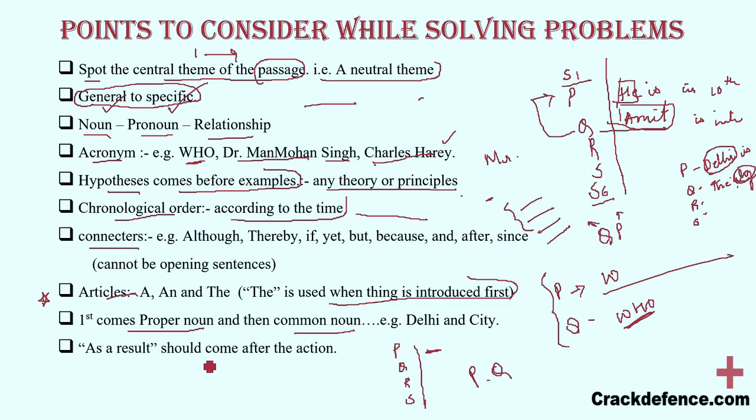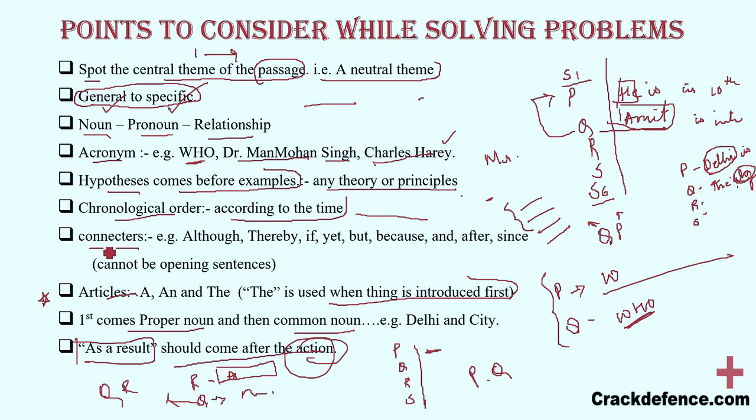Next, as a result, should come after action. This phrase, as a result, will come after action. In any sentences, for example R and Q, Q tells us about the action, and as a result, this phrase is in the R sentence. So we will use Q first and then R. These are the certain tricks and techniques which everyone should use while solving para-jumble sentences.